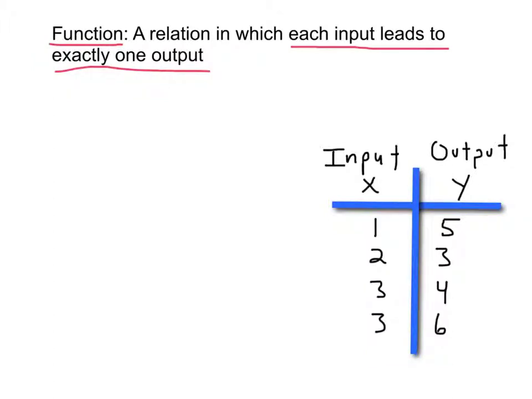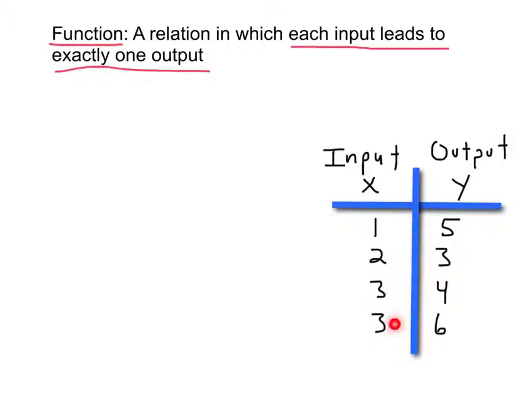Now let's look at the relation shown in this table and see if we can decide if this is a function. The question is, in this table, does each input lead to exactly one output? Well, let's start with the input 1. That seems to have exactly one output, and it's 5. The input 2 also has exactly one output. It's 3. But what about the input 3?